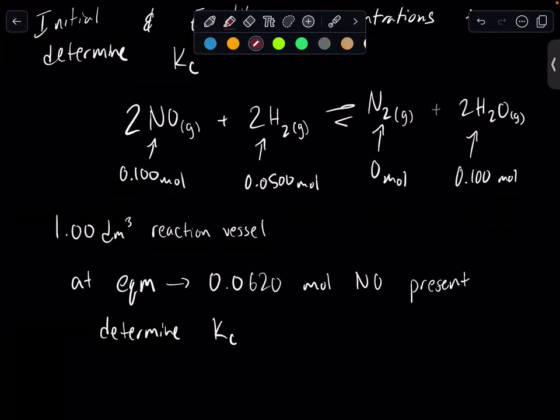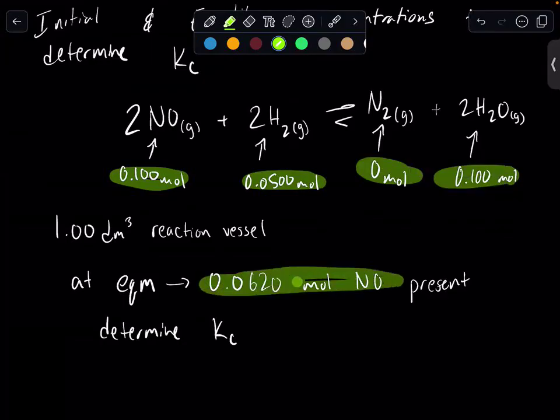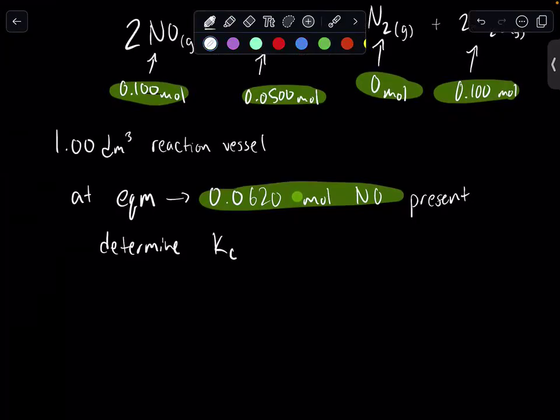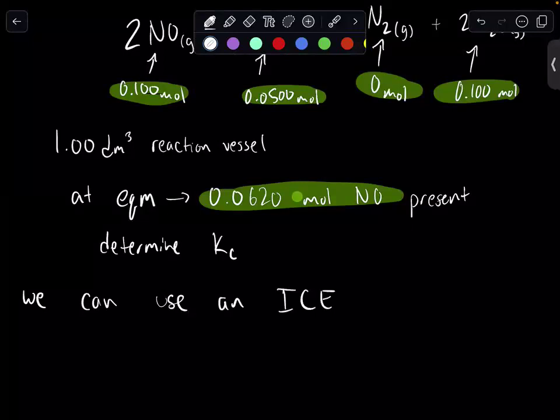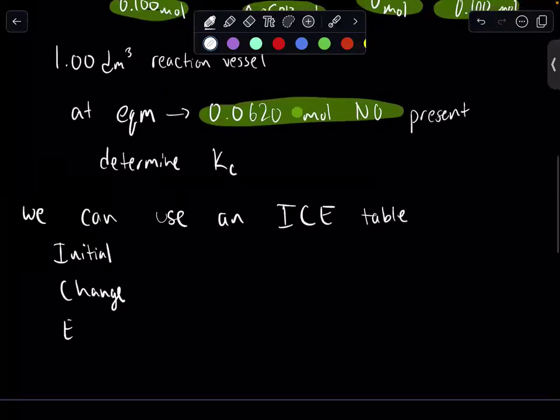So we have a couple really important pieces of information here. We have our initial values. We have our final values for one of our reactants. Now, this presents us with an opportunity. We can now use what we call an ICE table. ICE, which is an abbreviation, stands for initial, change, and equilibrium.